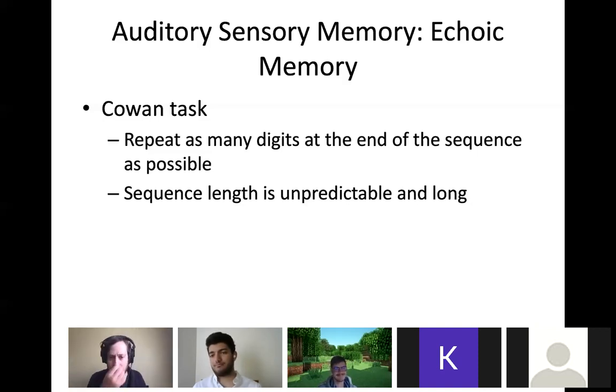Typically, once again, it's 4 plus or minus 1, because the length is unpredictable, which means that you cannot use rehearsal, or it makes it much more difficult to use rehearsal to perform this task. So that's what's cool about this Cowan task: it's thought to be somewhat of a pure measure of echoic memory. It eliminates your ability to use your short-term memory because you don't know when the sequence is going to end. So it's thought to be just that echoic component of memory.